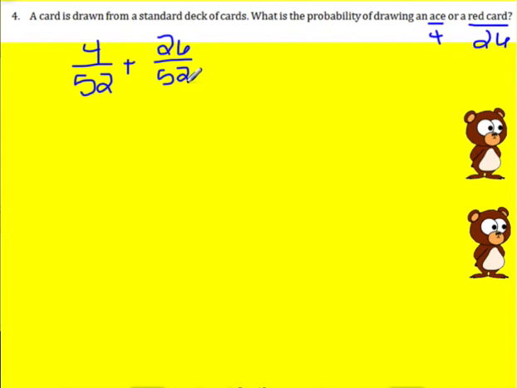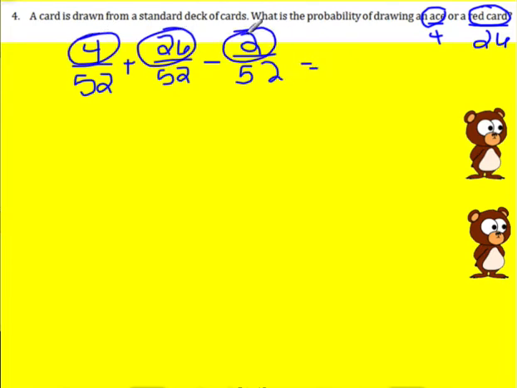Then we want to subtract off how many are going to be duplicates. So I want to figure out, in a deck of cards, how many are ace and how many are red. Well, if we think about it, there's the ace of diamonds and the ace of hearts. So 2 of my 4 aces are going to be red, which makes sense because half of my aces should be red. So I need to subtract off that 2 out of 52. Then we're going to add across: 4 plus 26 minus 2. That's going to give us 28. And again, you're going to keep your denominator the same at 52.